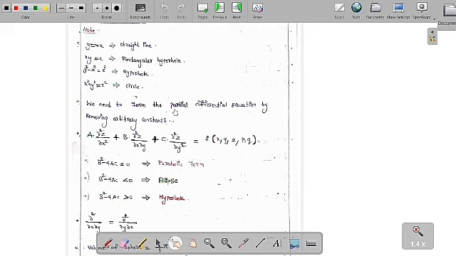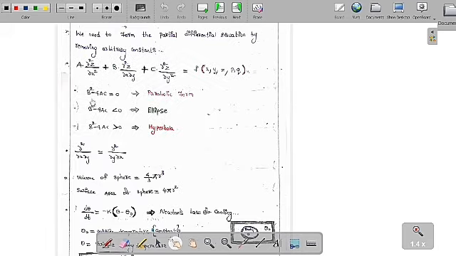We need to form the partial differential equation by removing the arbitrary constants. If you know the general equation, there will be constants in it. You have to remove these constants, and then you get a partial differential equation. Suppose capital A into del square z by del x square plus capital B into del square z by del x del y plus capital C into del square z by del y square is equal to f of x, y, z, p, q.